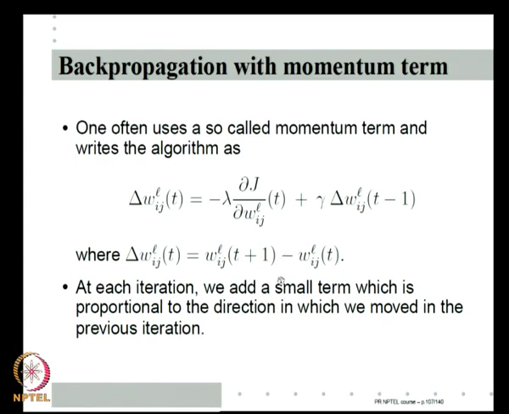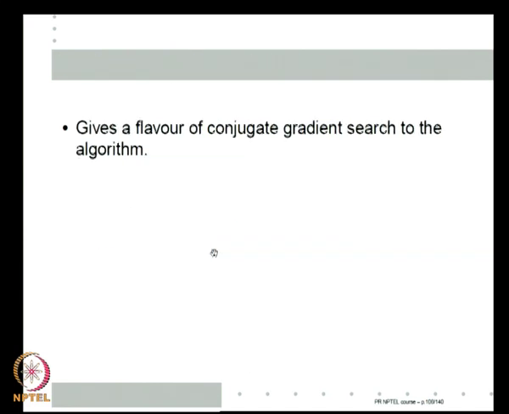If you think of it as vector, this is the component equation. If you look at the vector equation, then in addition to the gradient vector, this one adds a component which is the direction in which I traversed in the previous iteration. So, I am currently at the t to t+1 iteration. This is the direction which I travelled between t-1 to t iteration. So, at each iteration we had a small term which is proportional to the direction in which we moved in the previous iteration in addition to the gradient.